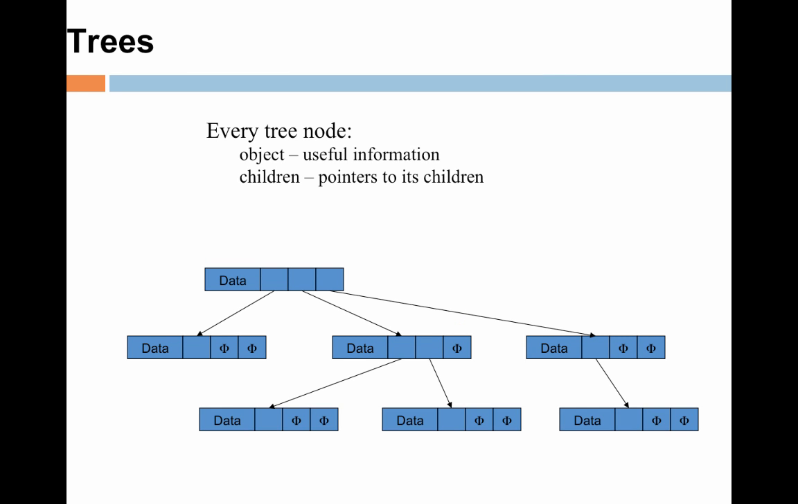Now let us just look at what one can do with a tree in an abstract setting. So the tree consists of nodes, otherwise called positions. Every node contains an object, which is the value or the useful information. That is a data item in this picture. And then it contains pointers to its children. So this is essentially the abstract view of a tree when you think of it as an in-memory object.